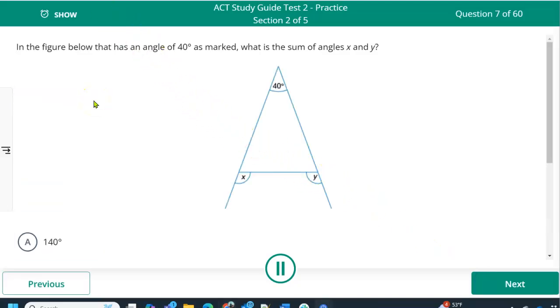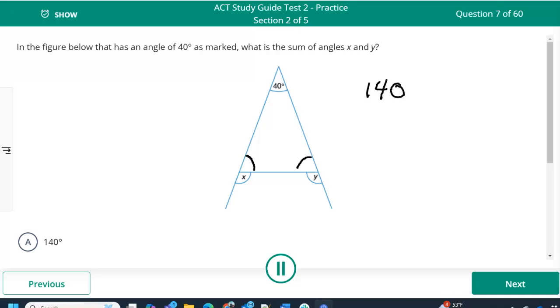In the figure below that has an angle of 40 degrees as marked, what is the sum of angles x and y? Okay, well, it looks like an isosceles triangle, and so it looks like this angle and this angle are equal, but it's probably better not to assume that. But whatever those are, because the sum of the angles in a triangle has to sum to 180, the sum of those angles is 140.